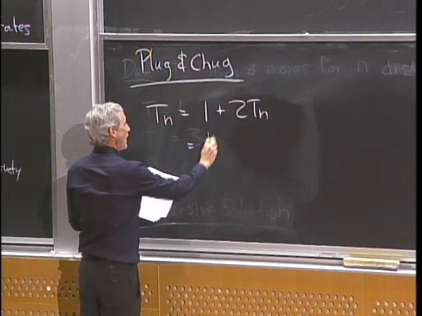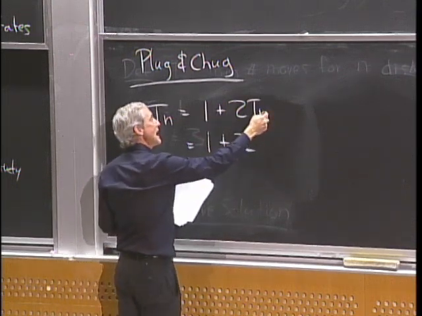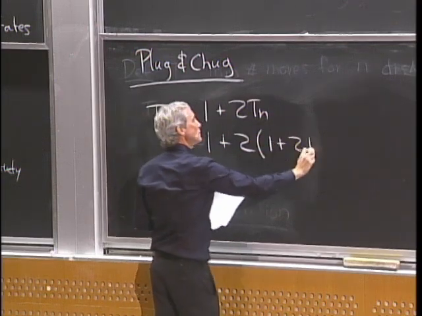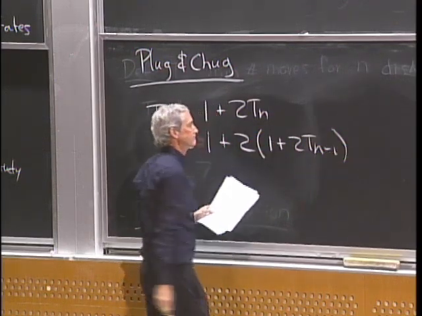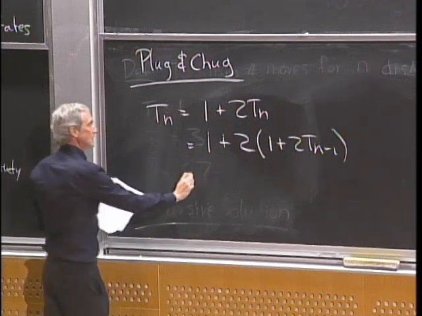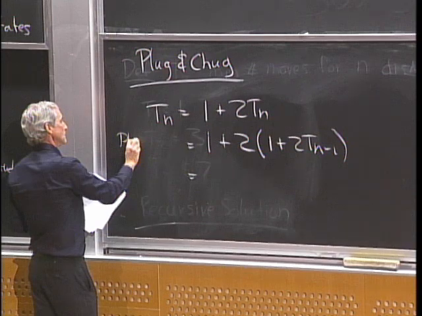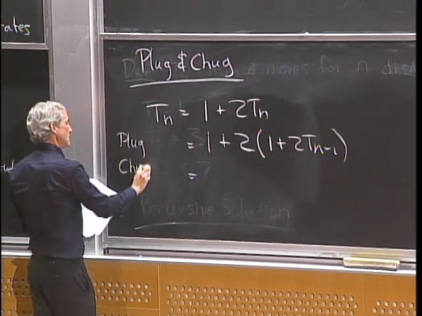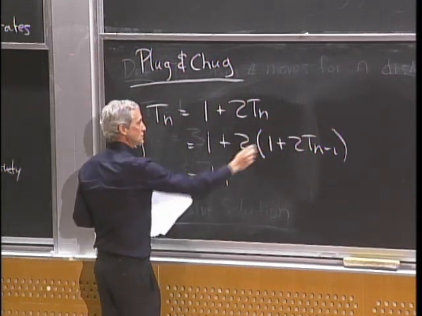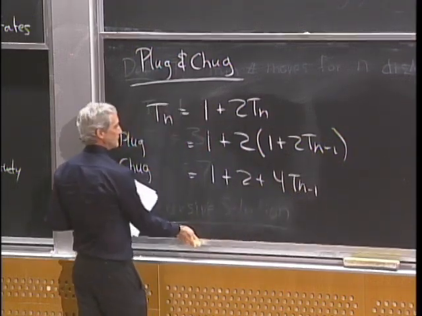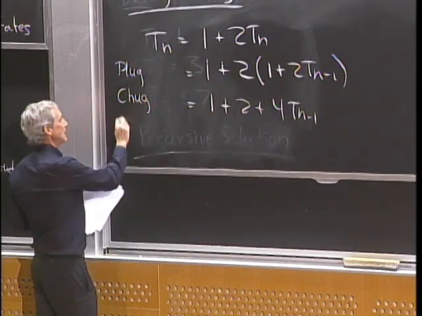Well, that's equal to 1 plus 2. Now I expand this out using the recurrence. 1 plus 2T(n-1). All right, now I do a little chugging here. So I plugged here. Now I'll do chug. That's 1 plus 2 plus 4T(n-1). Now I'm going to plug in again.